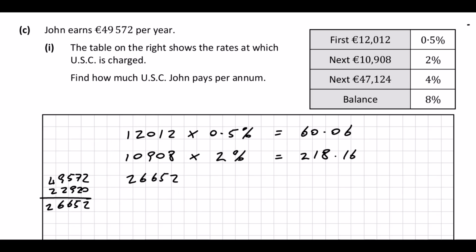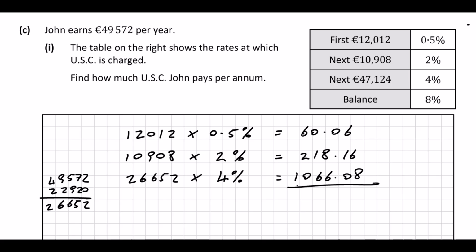So you can check that this is the amount he earns. He earns 12,012 euros, then he earns another 10,908, and then he earns another 26,652. So we've got to get 4% of that, or multiply it by 0.04 or 4 over 100, and you should get 1,066 euros and 8 cents.